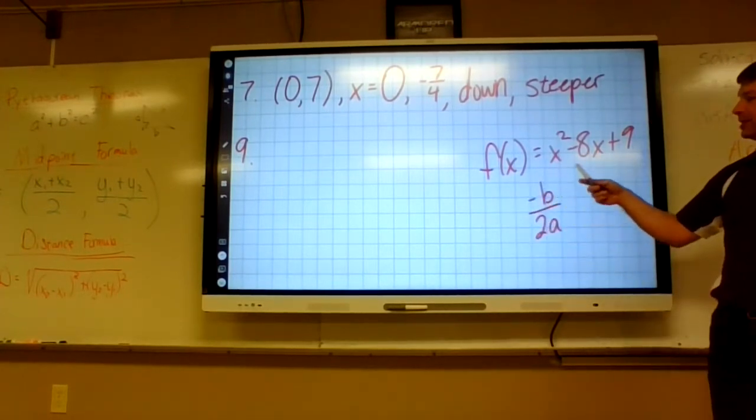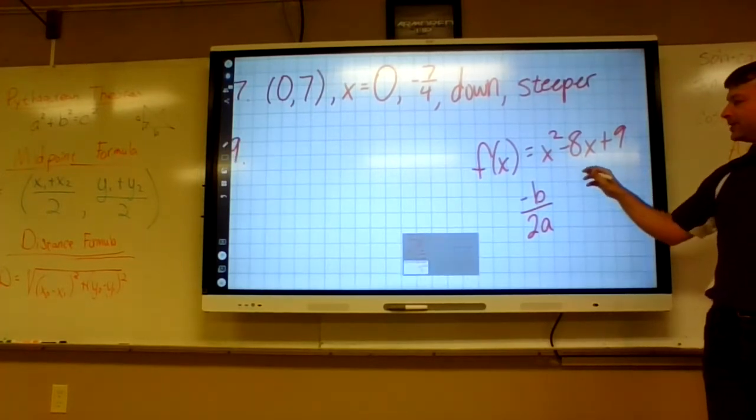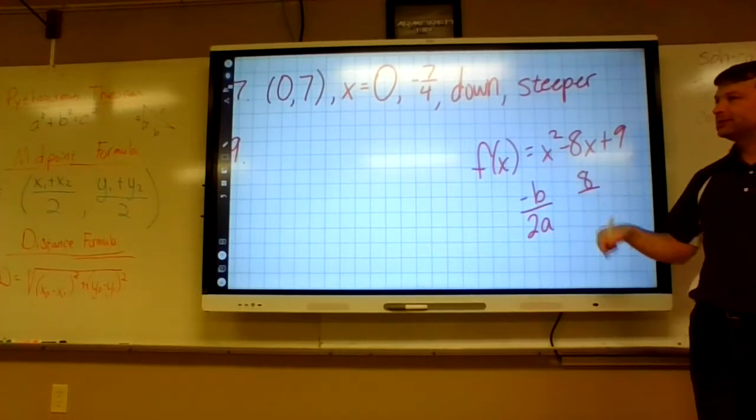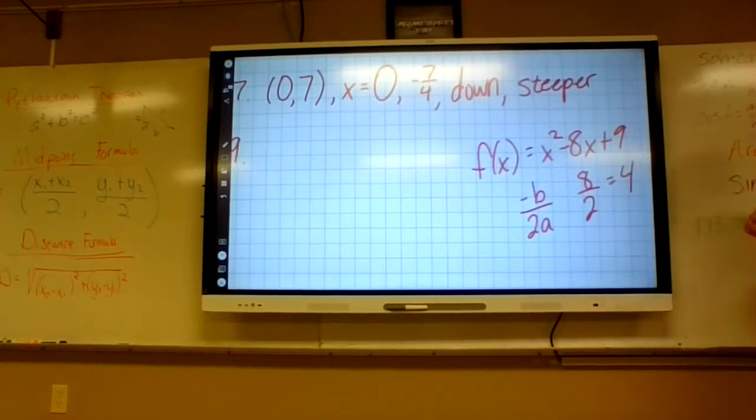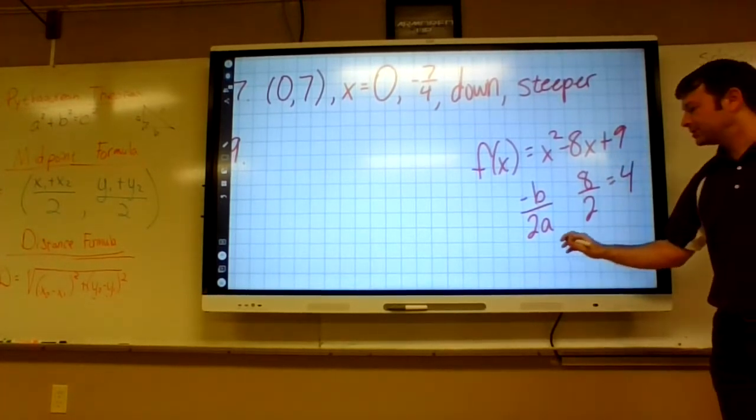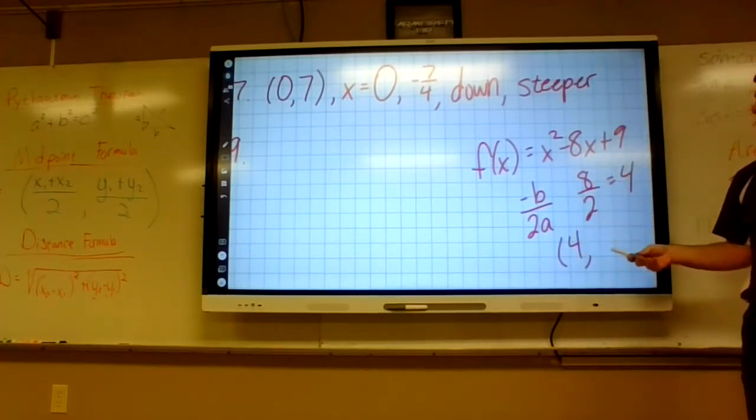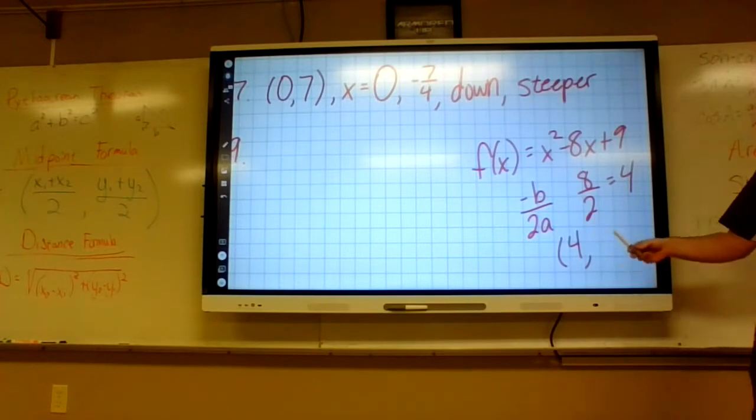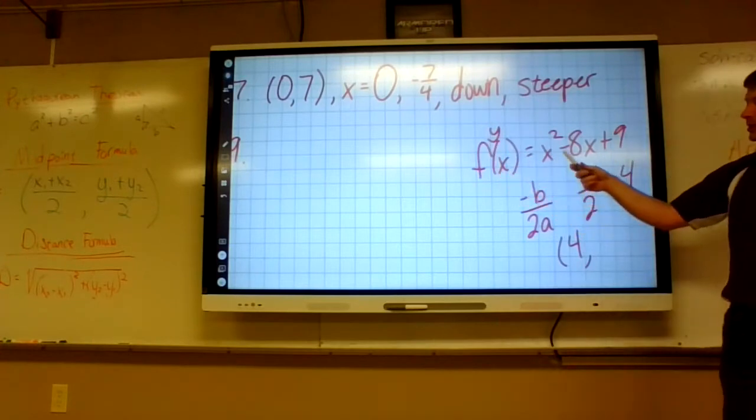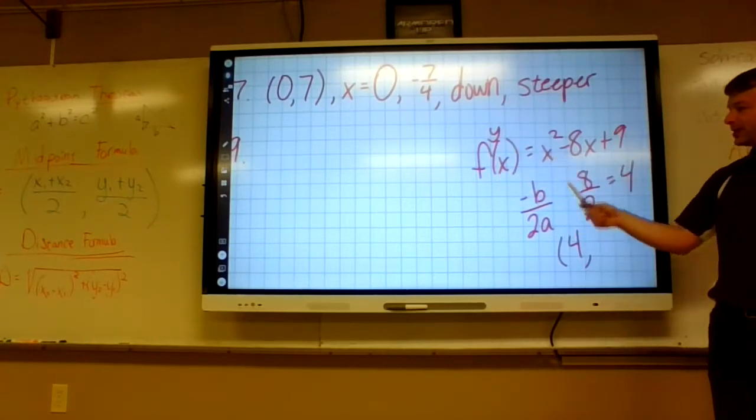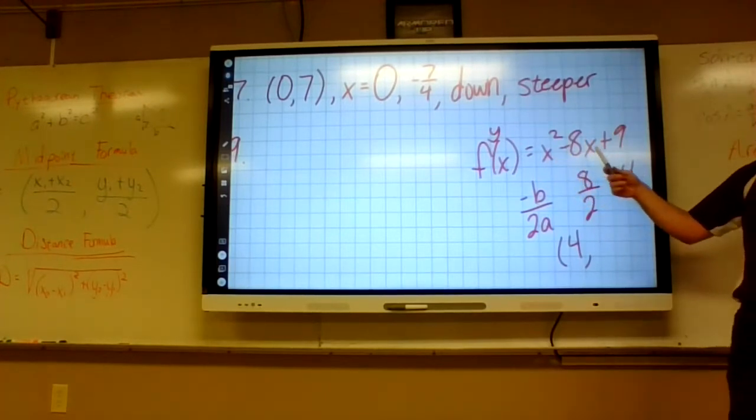So what's negative b on this one? Negative 8, which is positive 8. And what's 2a? 2 times 1, 2. So 8 over 2 is 4. 4 is the x coordinate of the vertex for this thing. How can I find the y coordinate though? Right. So f of x, this kind of stands for the y right here, right? These are interchangeable. So if I want the y value, I need to plug in the x value and then see what I get. 4 squared minus 8 times 4 would be negative 16 plus 9.